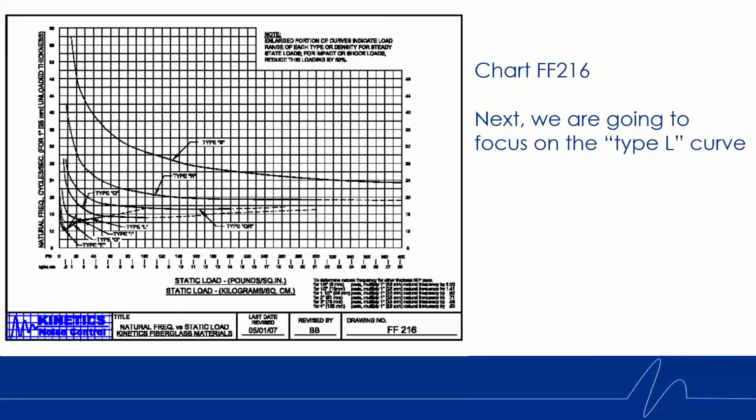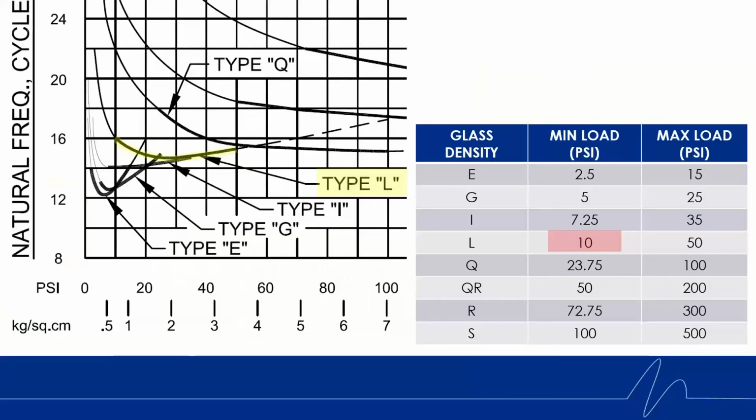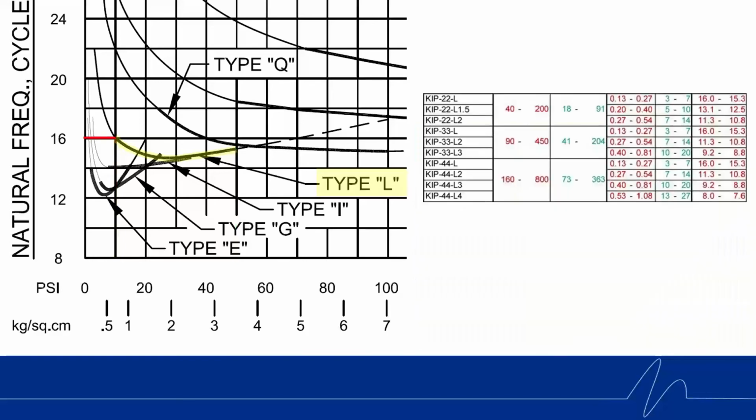Again, we are going to focus on the L-type curve. We're going to zoom in on the highlighted section. We can see the L-type curve highlighted on the left. And on the right, again, I have included the min and max load for everyone's convenience. We can locate on the x-axis the PSI of 10, represented by the red line, as well as the 50 by the green line. From here, we will follow the results over to the y-axis.